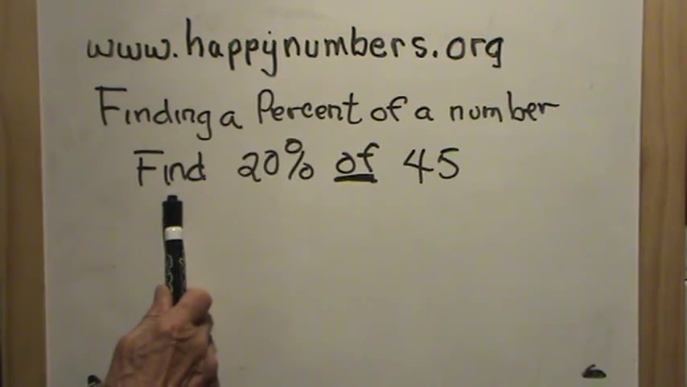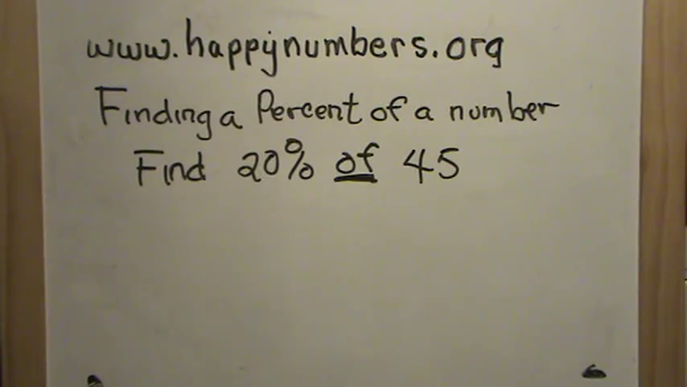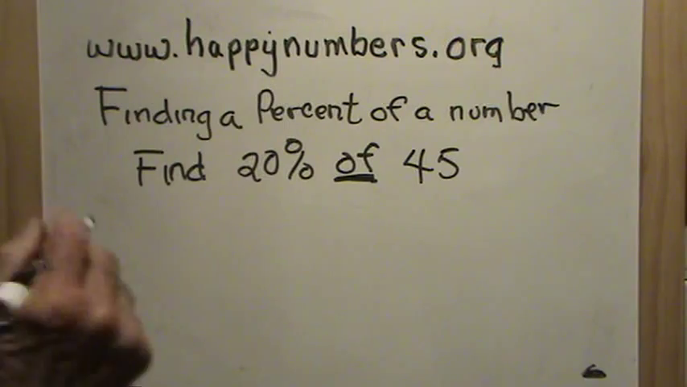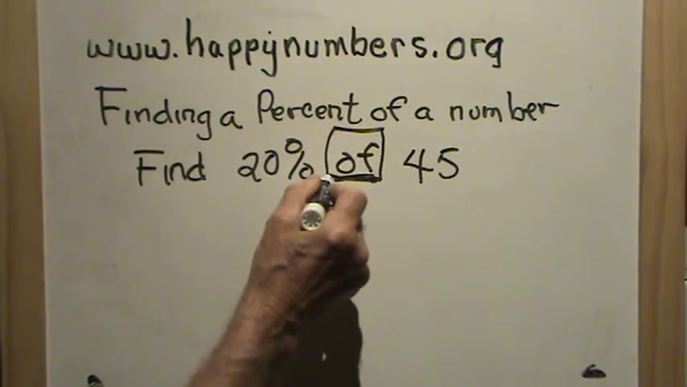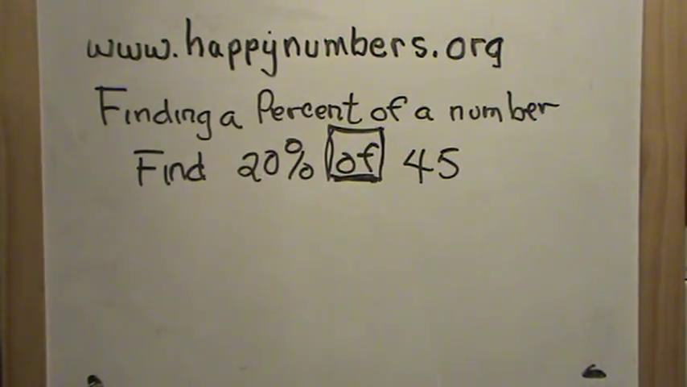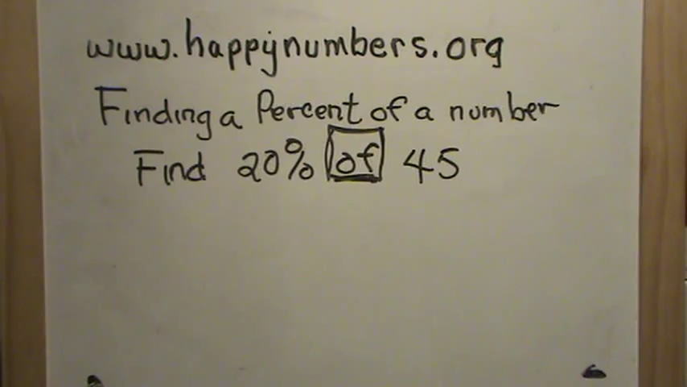So the problem, find 20% of 45. So what number is 20% of 45? By the way, in mathematics, the word of always means multiplication. So if I'm trying 20% of 45, I am going to multiply 20% times 45. Well, here's the steps. There are two ways of doing it.